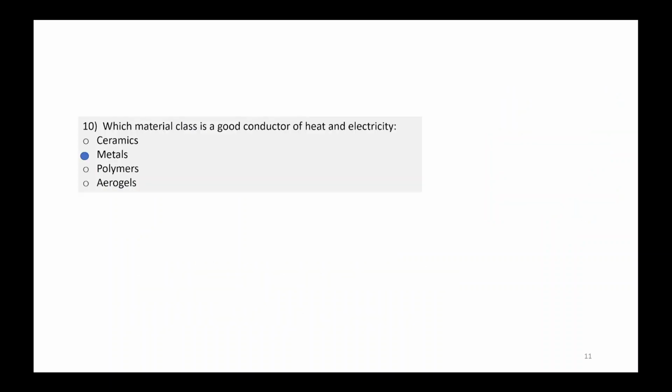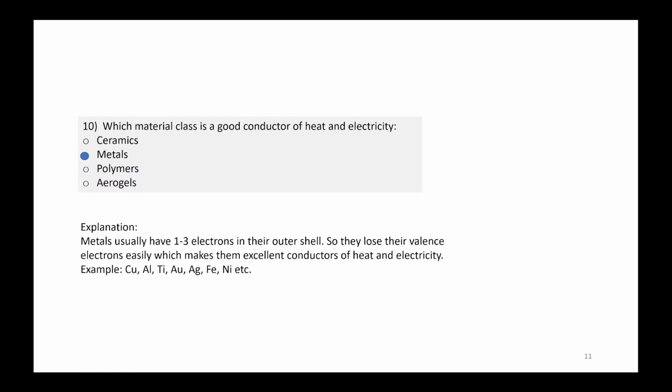The 10th question is, which material class is a good conductor of heat and electricity? The answer will be metals. Others are insulators of heat and electricity. Now metals, because they have 1, 2, 3 electrons in the outer shell which are loosely bound, so they can lose these easily and form an electron cloud, which will make them electrically conductive.